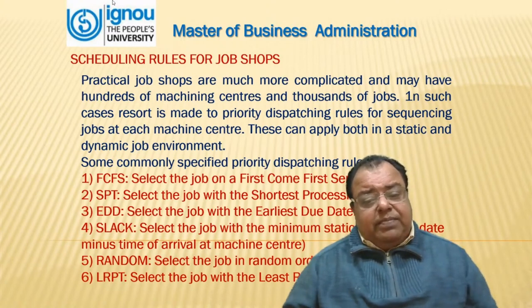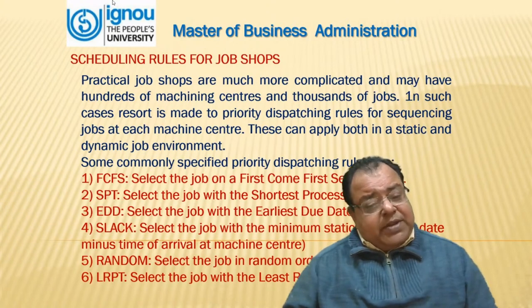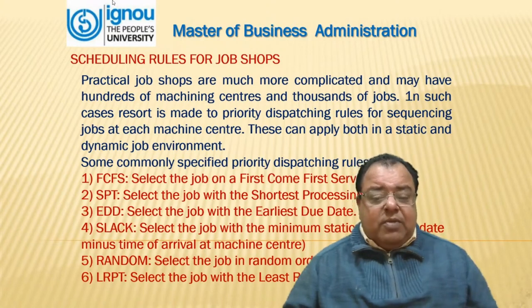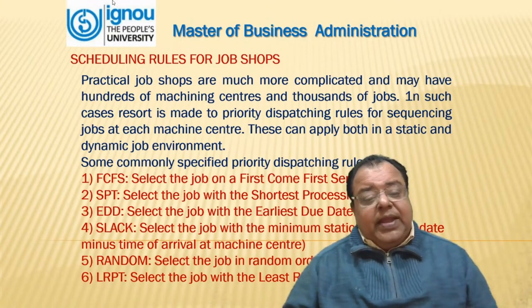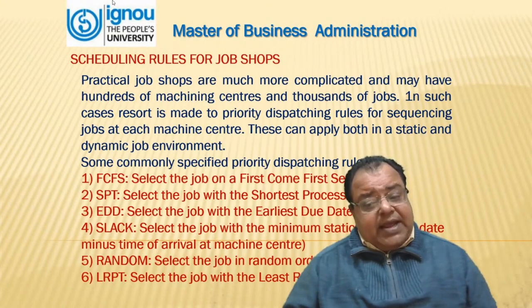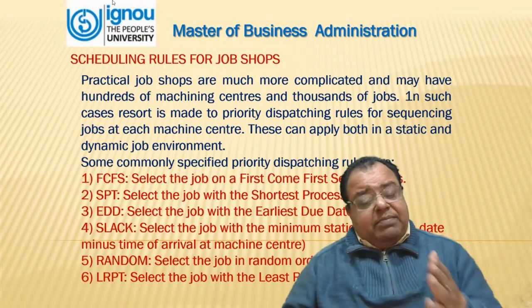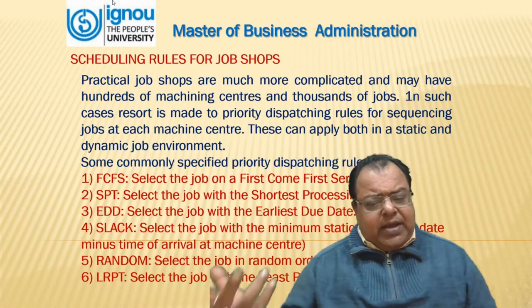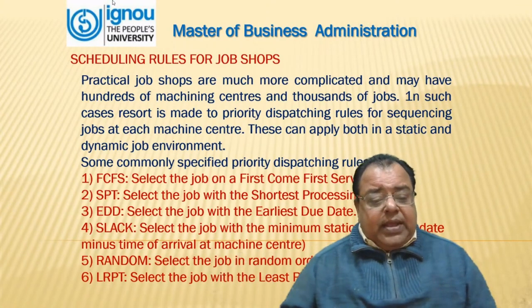Commonly specified priority dispatching rules are FCFS, first come, first serve: select the job on a first come, first serve basis. SPT: select the job with shortest processing time. EDD: select the job with earliest due date. Slack: select the job with the minimum static slack, that is due date minus time of arrival at the machine center. Fifth one is random: select the job in random order. Pick any job to be performed.